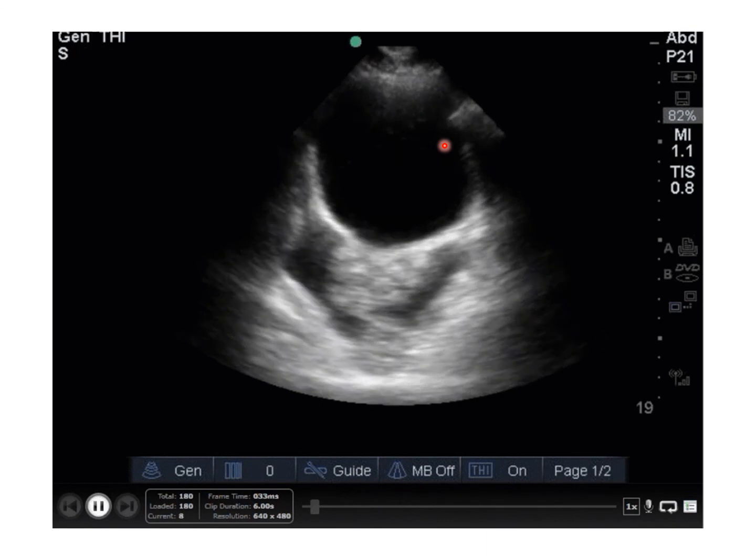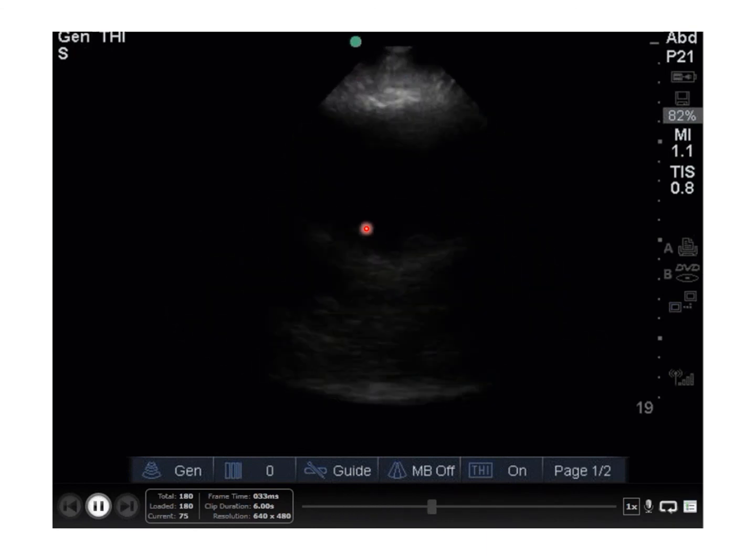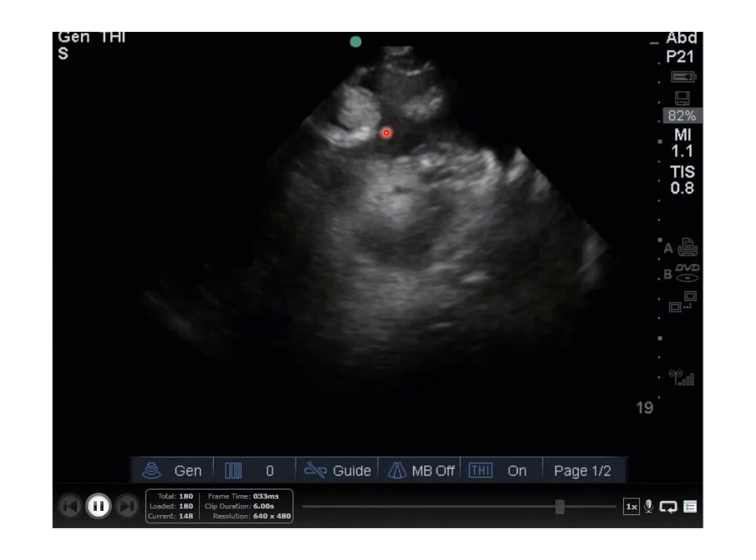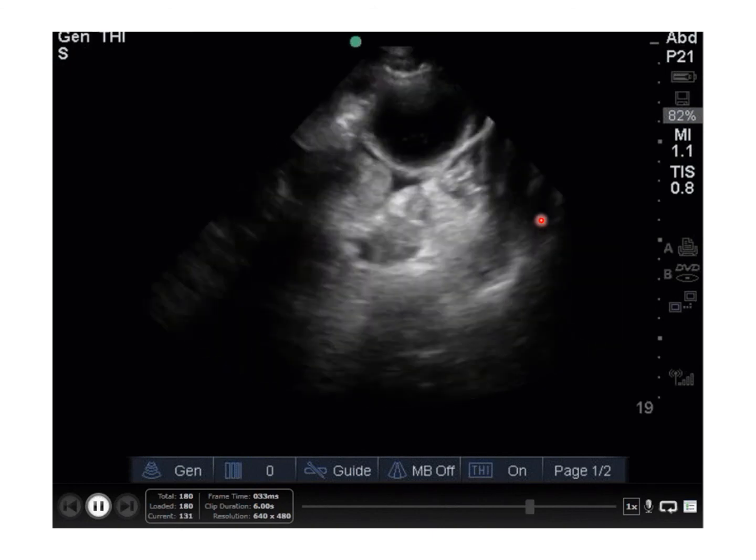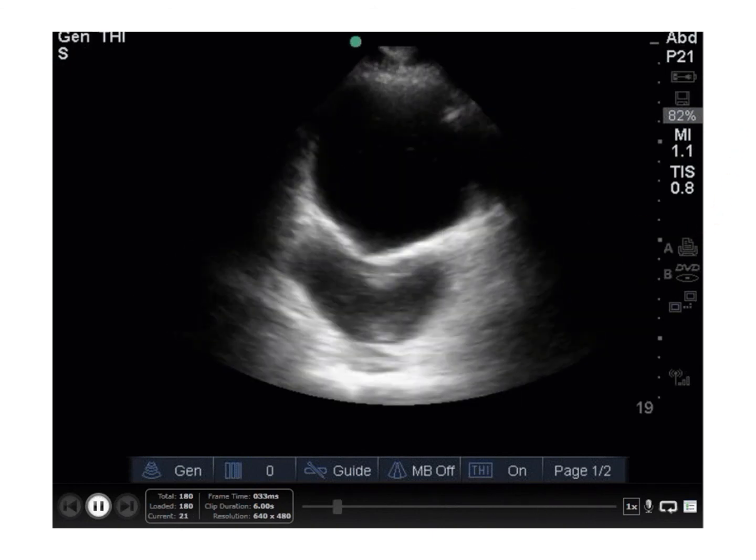And then as they fan through it, seeing all of this fluid posteriorly, with loops of bowel floating in it. That is a positive pelvic view.